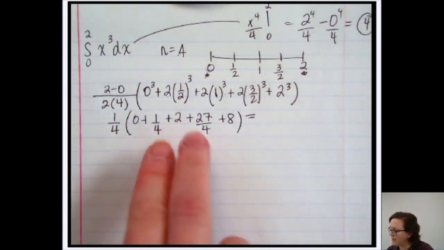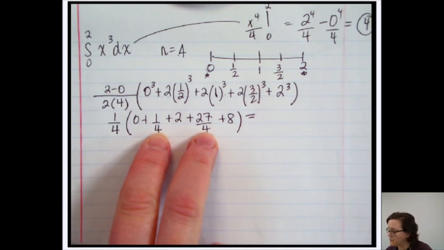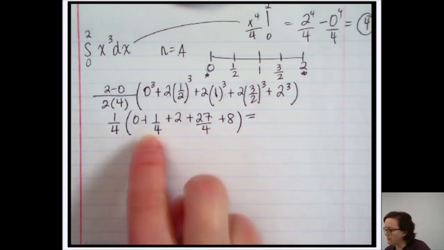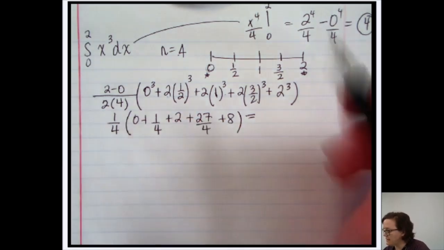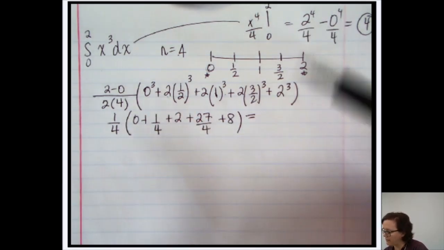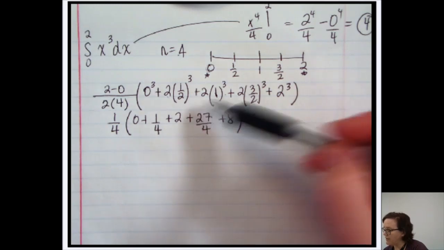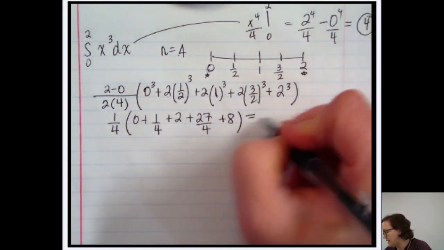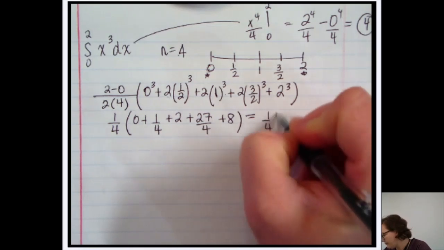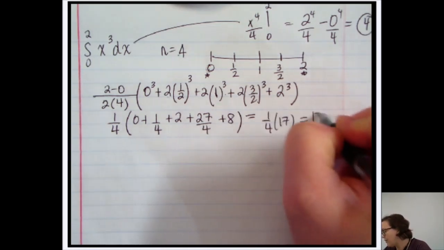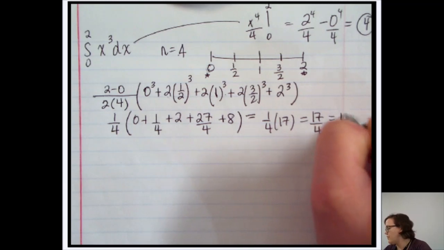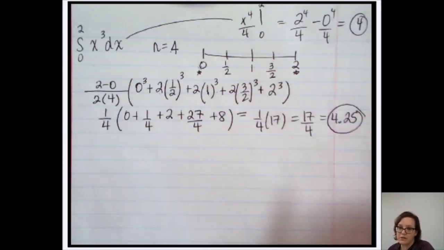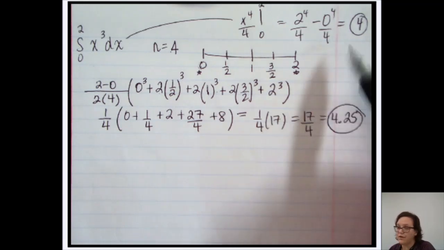So if we put those together, I see that this is 28/4, which is, what, 7? So we have 7, 9, 16. I messed up somewhere, didn't I? Okay. Sorry, 8 plus 2 is 10. This becomes 7, so we get 17 times a fourth, which is 17 fourths, which is 4.25. Okay, so pretty good approximation, only 0.25 off.